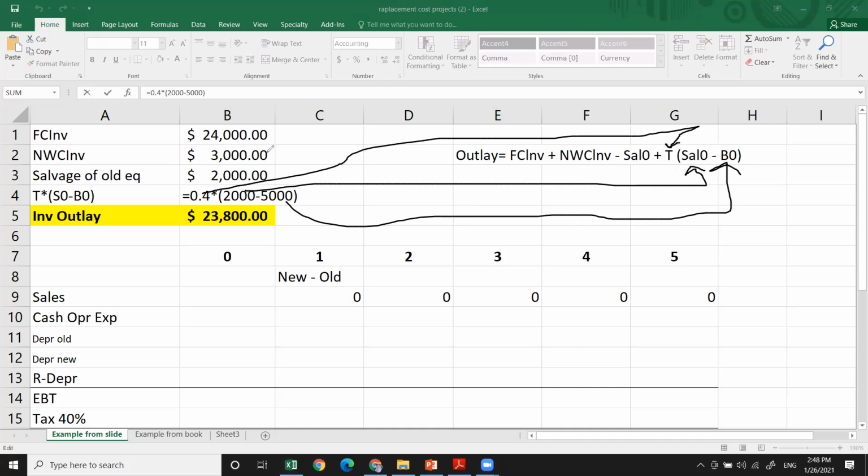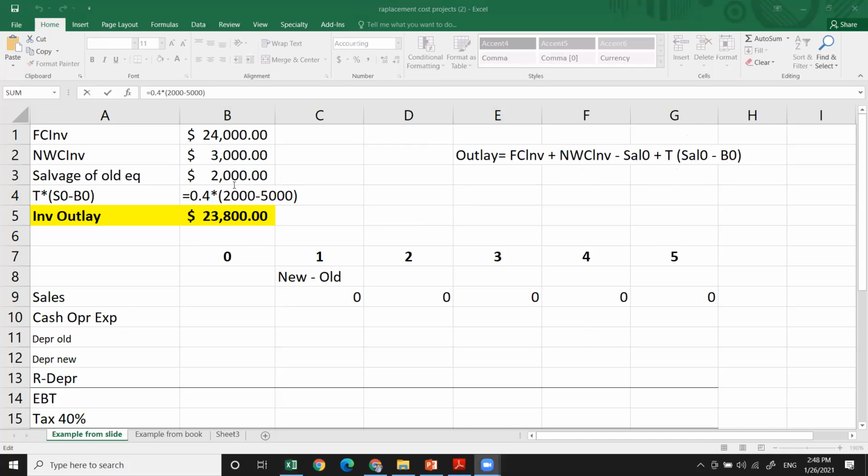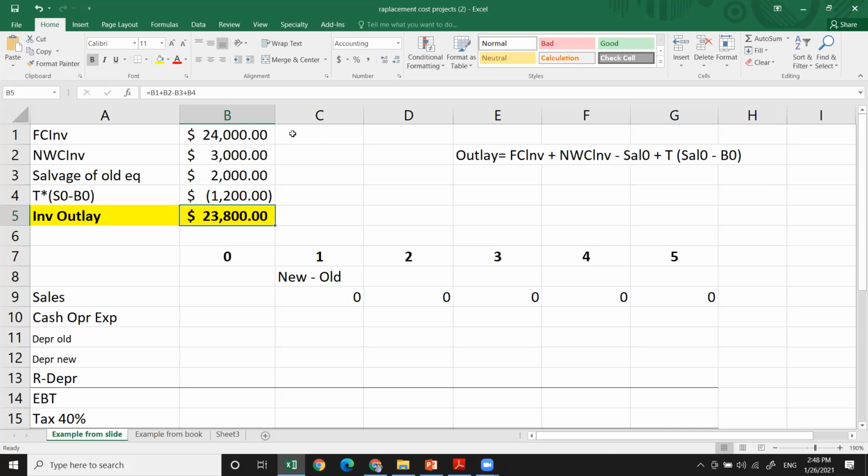Then we calculate everything and we get minus 1,200. So we do everything in accordance with the formula. So fixed capital plus net working capital minus sale plus this amount. So plus this minus, and that will give you $23,800. This is our investment outlay.